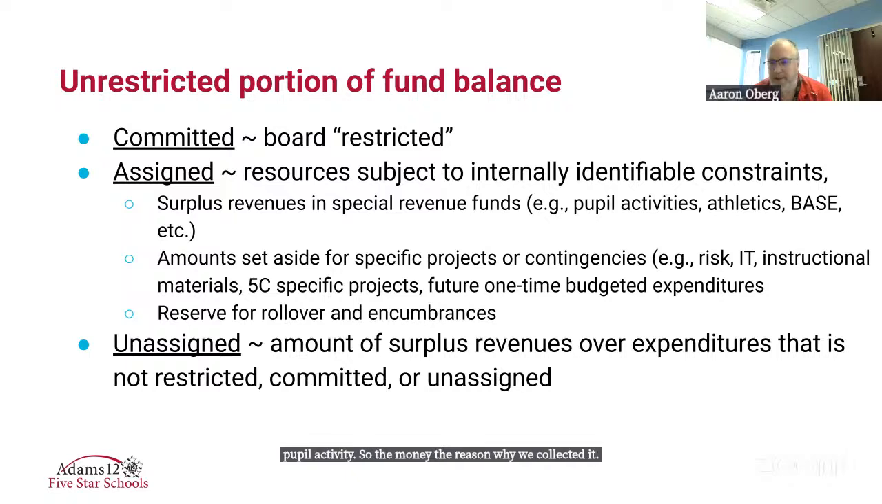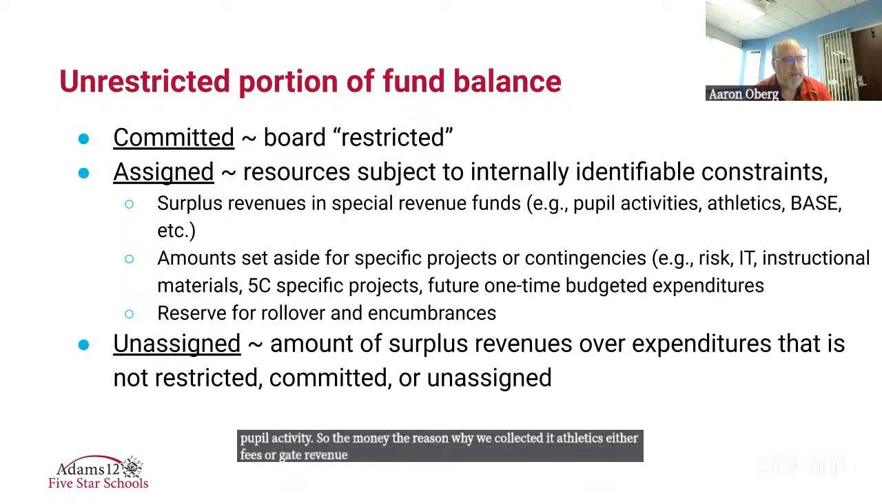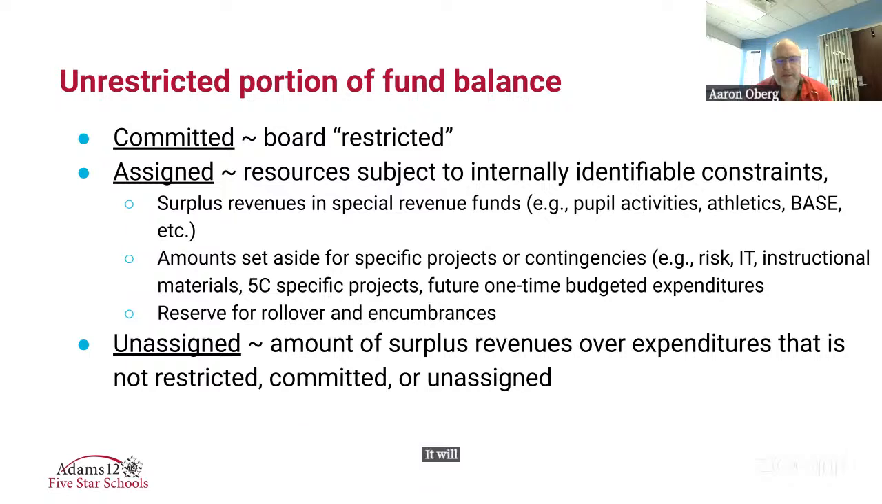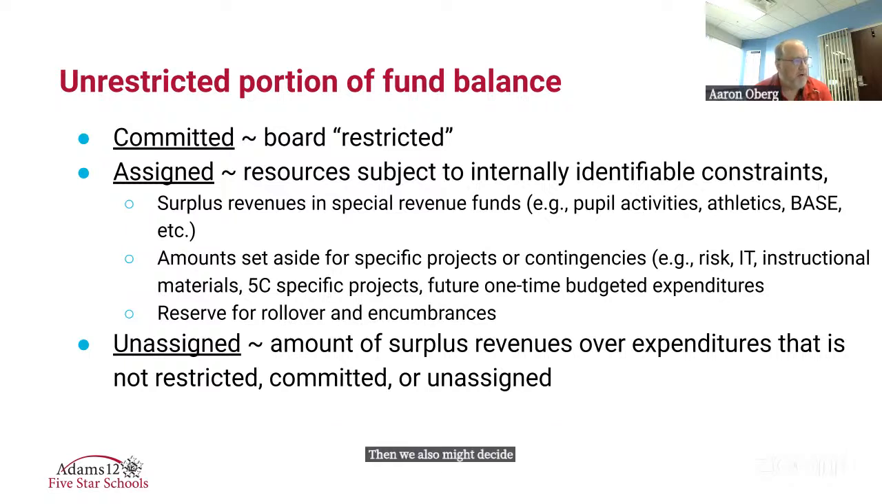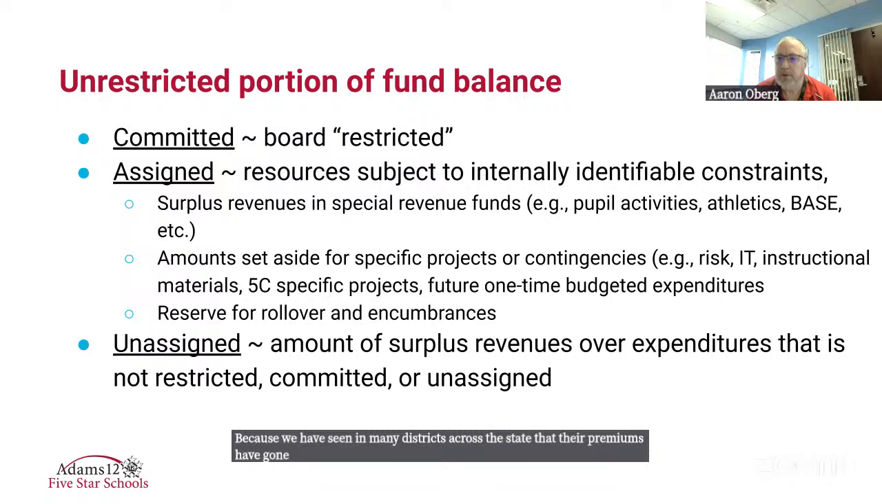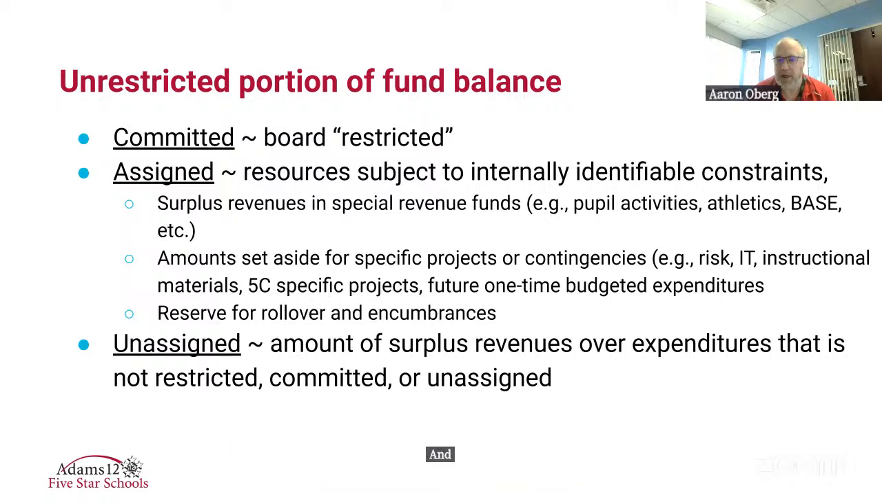Athletics, either fees or gate revenue or advertisements, it will stay in athletics. What we charge tuition for at base, it stays in the base fund to keep paying for teachers or educators at base. Then we also might decide to set aside for specific contingencies, and that includes right now risk. So we set aside $5 million for risk. And let me explain why we would do that. Because we have seen in many districts across the state that their premiums have gone up 100%. And 4 or 5 years ago, they also went up 100%.